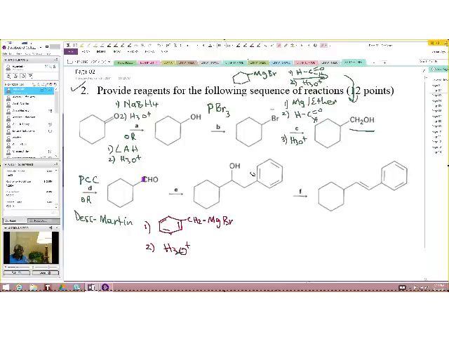So you said that we go from a secondary alcohol to an alkene. What reagent? Phosphorus oxychloride. Very good. That is this here. Or you could also use dilute acid.